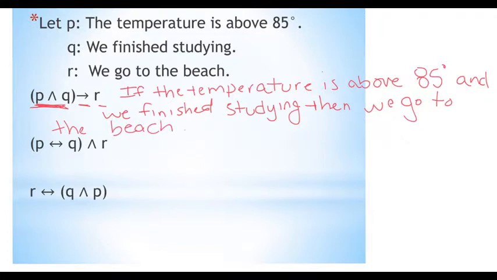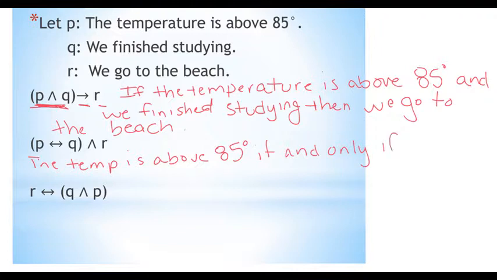Our next one is the first part. We have a biconditional statement, so it is P if and only if Q. So we can say the temperature, which I'm going to abbreviate temp, is above 85 degrees if and only if we finish studying and then we have an and, we go to the beach.